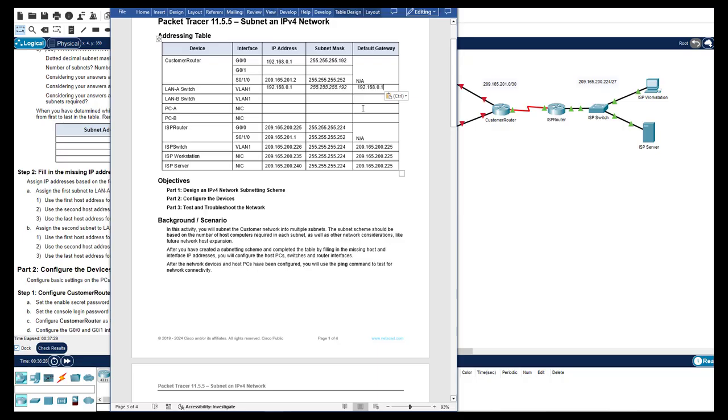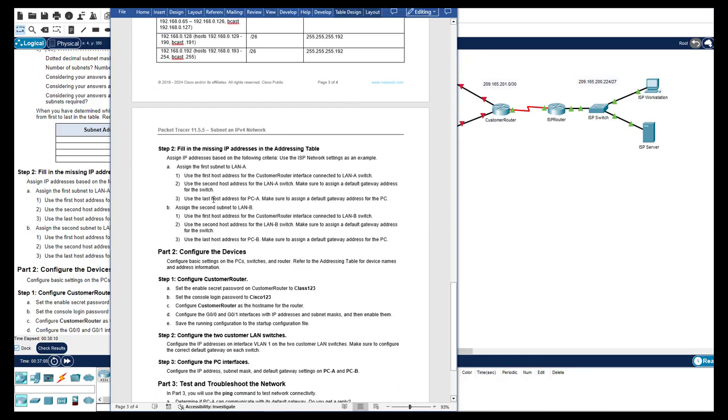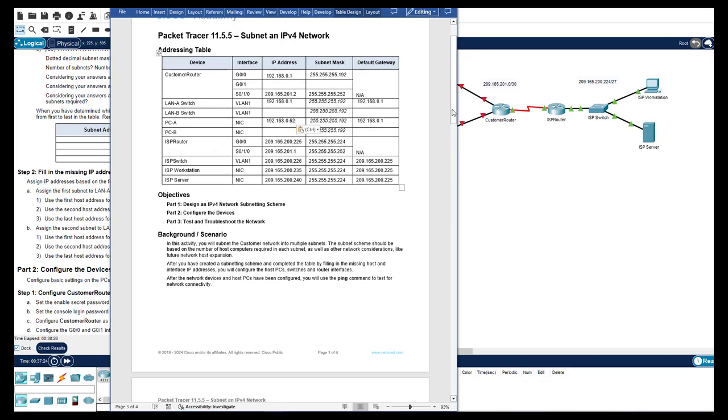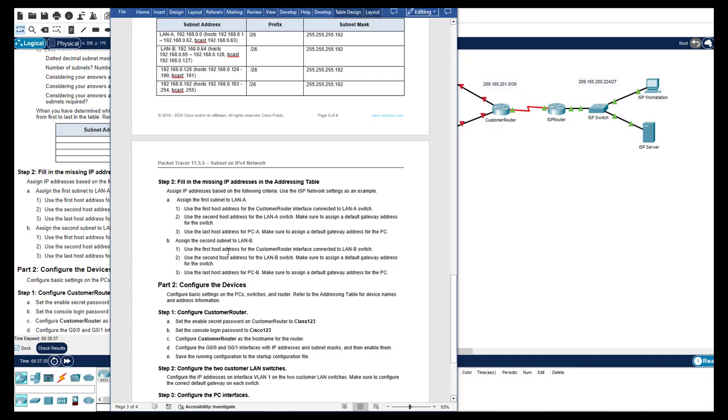This is also going to be the default gateway for PCA. So I'm going to go ahead and fill that in. That is supposed to be the subnet mask. They're all going to be using that same subnet mask. The IP address for PCA is going to be the last possible host address in that range, which I can go back in my notes and grab. It's going to be the .62.